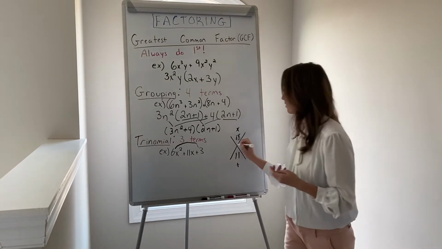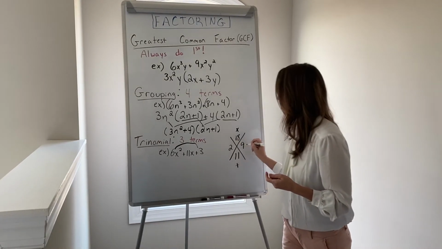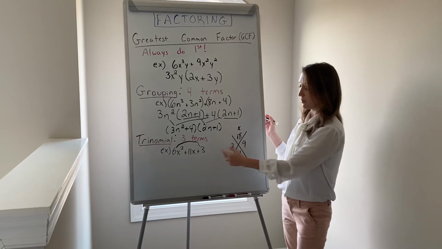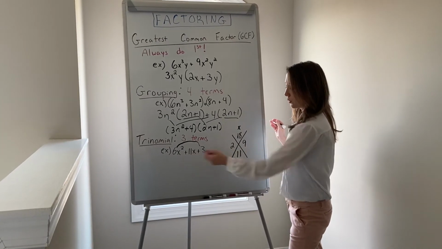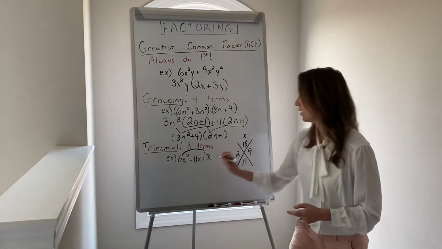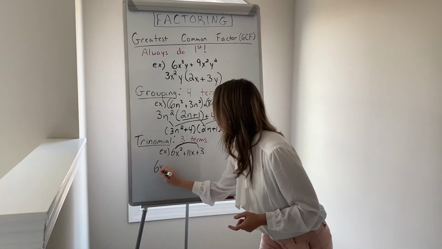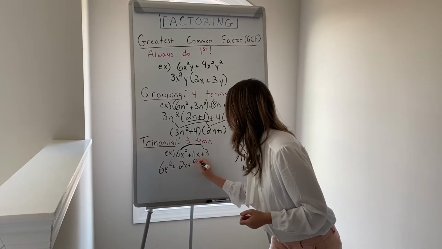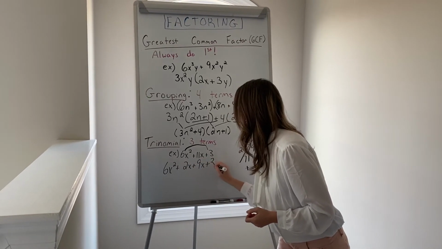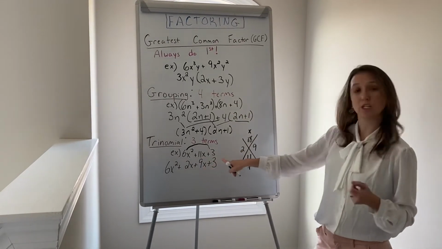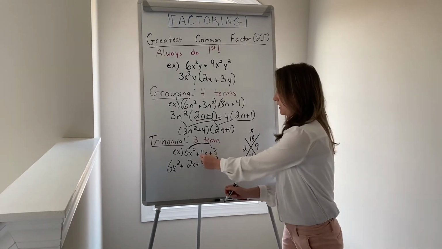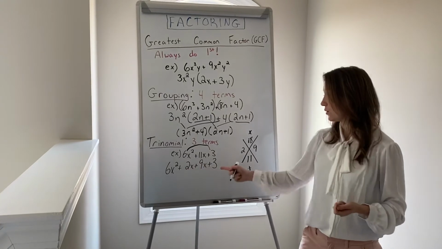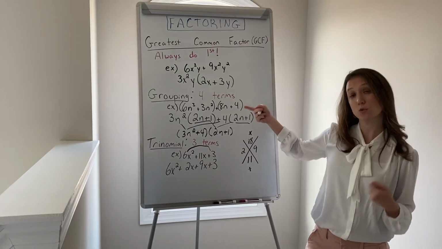Once you have these 2 numbers, we're going to rewrite them in the middle. So instead of 11x, we're going to write 2x and 9x. So we keep our first term. We rewrite the middle with our new 2 terms, and then we keep the last. So as you see, we didn't change the problem, we just expanded this 11x to 2x and 9x. Because now that we did this, we can use what we did up here, and we could do grouping.